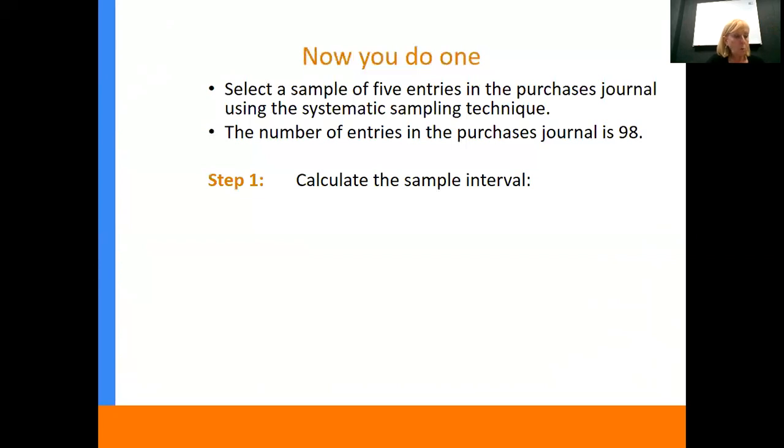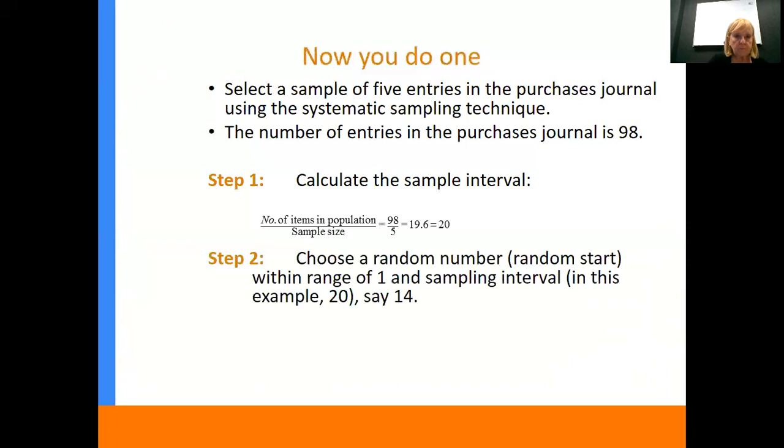Yeah. Okay, so we bring it up to the next number, which is 20. So this one was 19.6, I think it works out to. 98 divided by 5, 19.6. So for my sampling interval, I can't have a fraction of an invoice, so I go up to the next number. Then I choose a random start. My sample interval is 20, so I've got to get a number between 1 and 20. Let's suppose I choose 14.